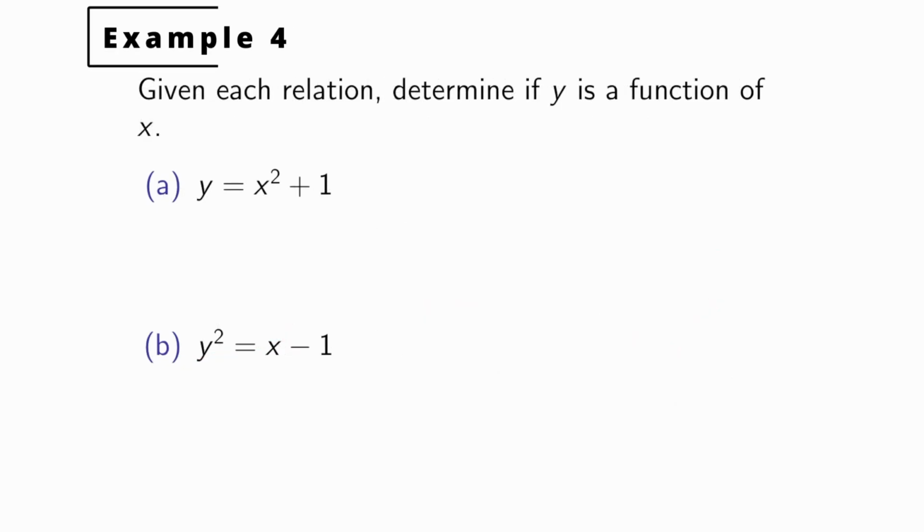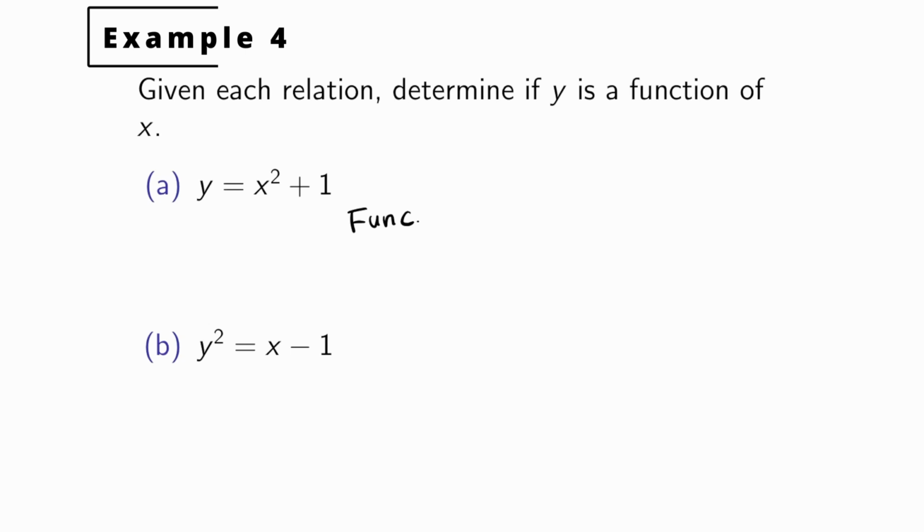In our final example, we have two relations that are given as equations, and for each one, we want to determine if y is a function of x. The idea here is the input is x and the output is y. If I plug in a value for x, will I get multiple y values? For the first one, if you plug in a number for x, square it, and add 1, there's only going to be one output, because there's only one way to square a number and add 1 to it. If I plug in 5 for x, 5 squared is 25, plus 1 would be 26. There's no way to get two different y values given a single x. So this one is a function.